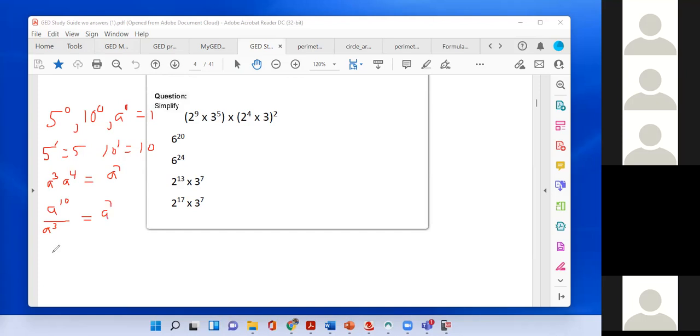Okay, the next rule is when you raise to a power. Again, I'm going to show you step by step. So a to the third squared means, what does square mean? x squared means x times x. 3 squared means 3 times 3. So a to the third squared means a to the third times a to the third. Again, they have the same base, so we add the exponents and we get a to the 6.